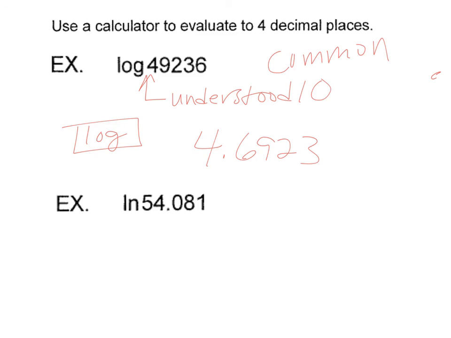Then natural log, same thing. There's a button that says LN on the calculator, so natural log of 54.081 comes out to be 3.9905.